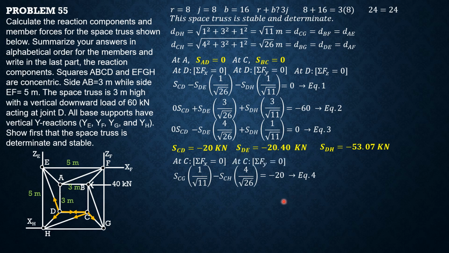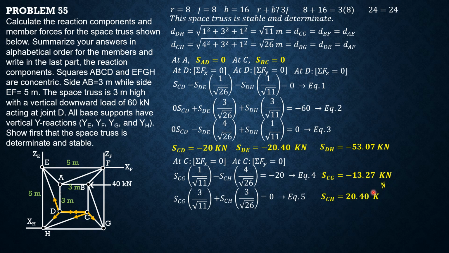Then at C, summation forces along Y equals 0, downward positive, so only CG and CH are involved here. So SCG times 3 over square root of 11 plus SCH times 3 over square root of 26. Then no more because CD is horizontal and BC is 0, equals 0. So solving equations 4 and 5 simultaneously gives us SCG equals negative 13.27, which is compression, and SCH is 20.4 kilonewtons tension. Then we proceed to joint B.